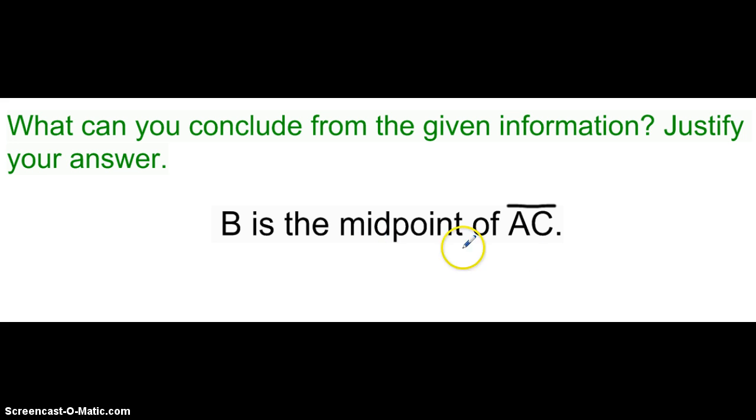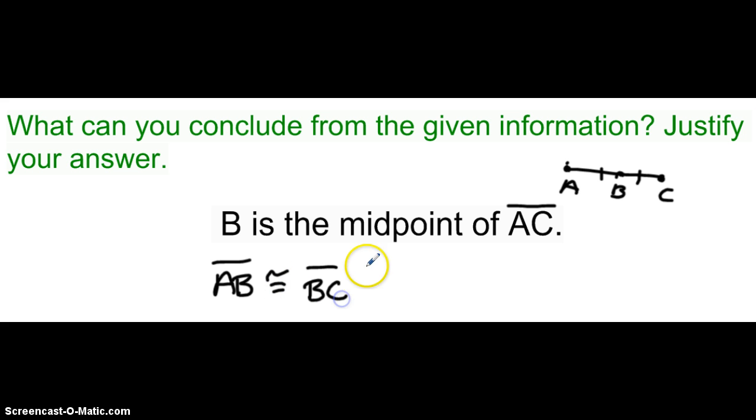So if B is the midpoint of AC, if you need a little picture to see what that would look like, here's your segment AC, B is the midpoint, and then we put our tick marks there, right? Therefore, what we can conclude is that segment AB is congruent to segment BC.